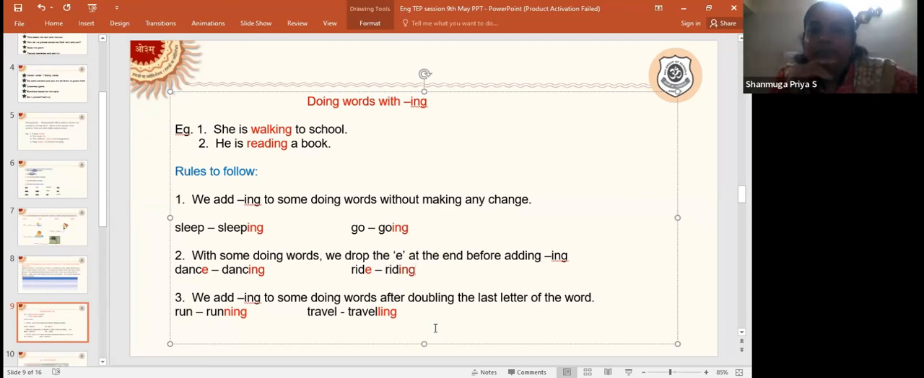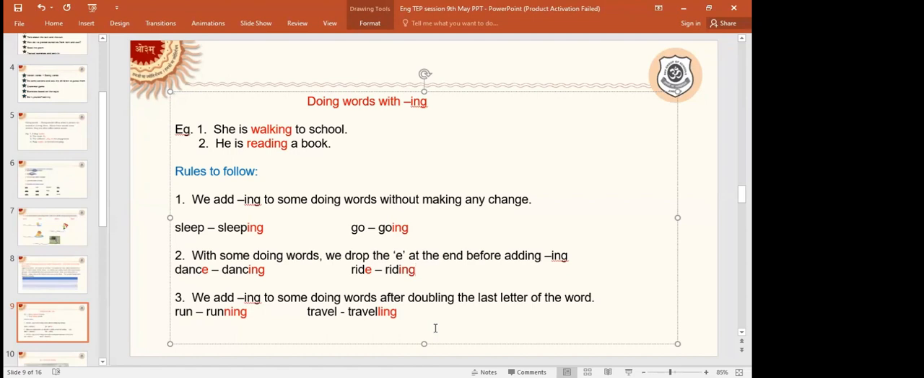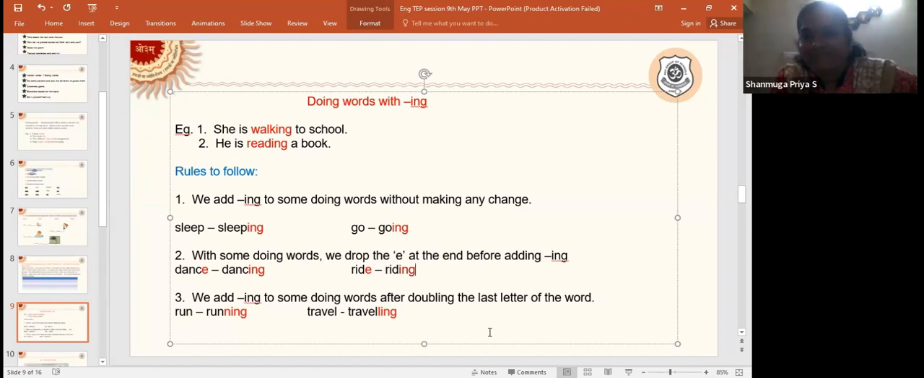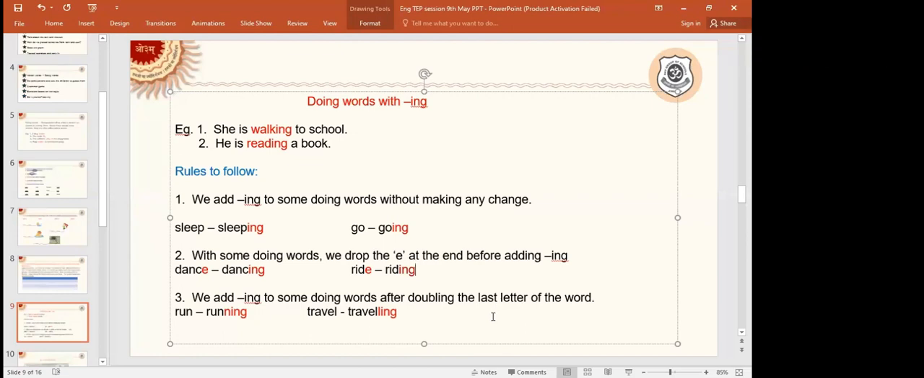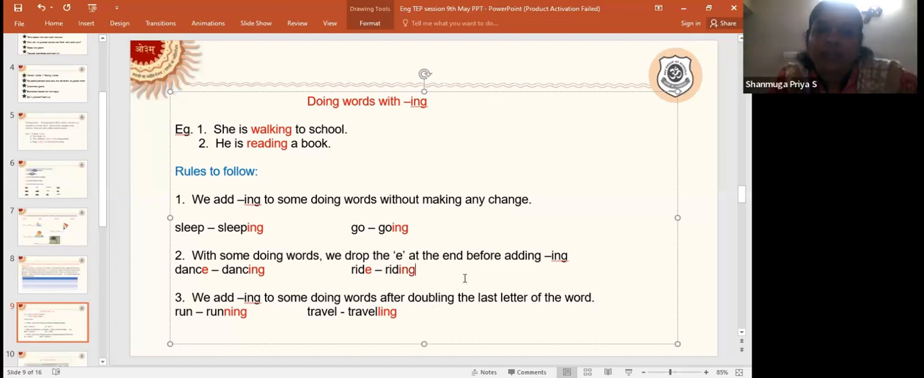Sleeping, we are not doubling. We are just adding ing. Eating, again here we are adding only ing.